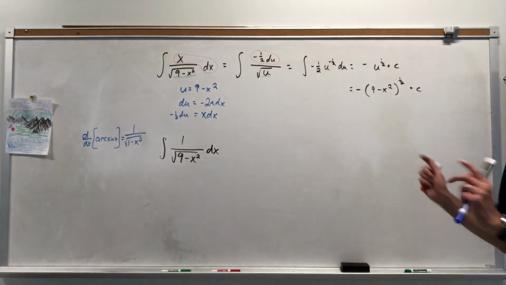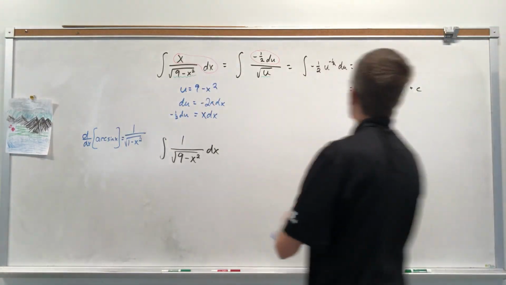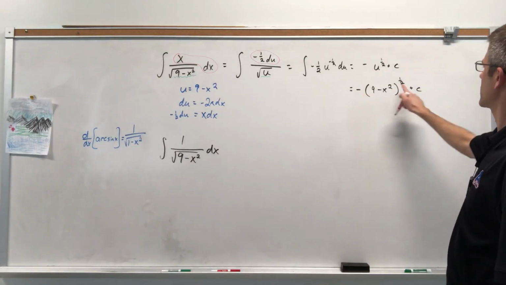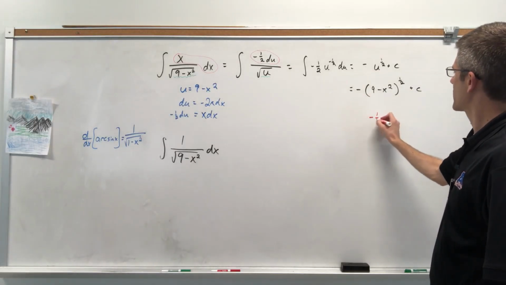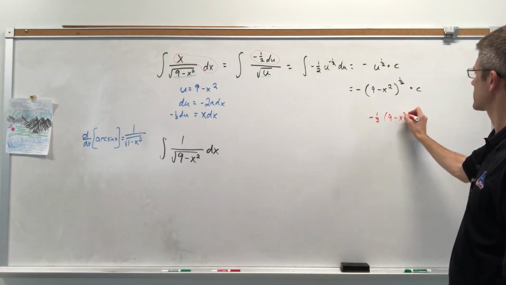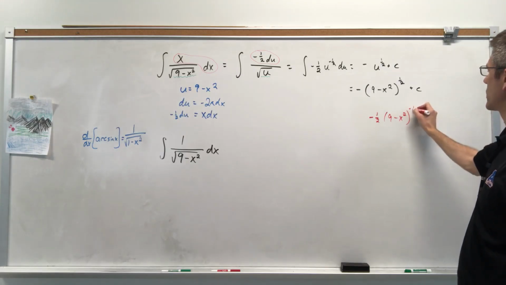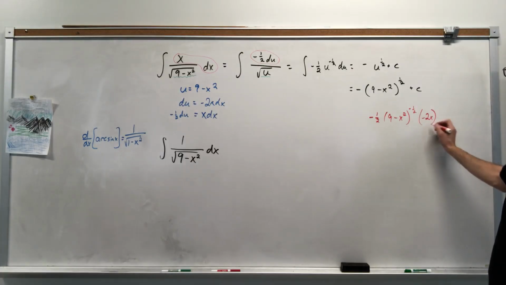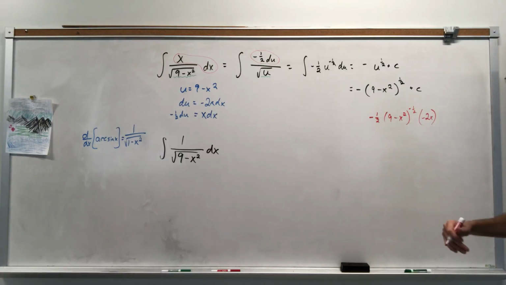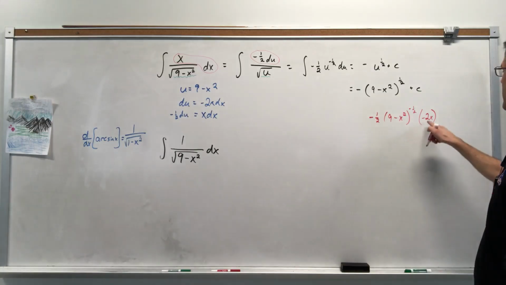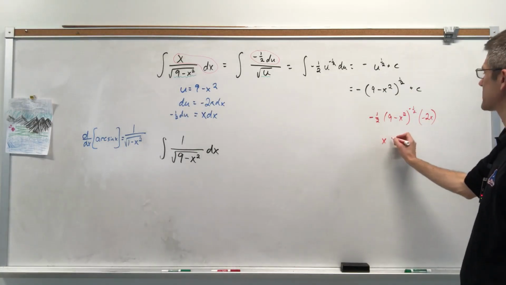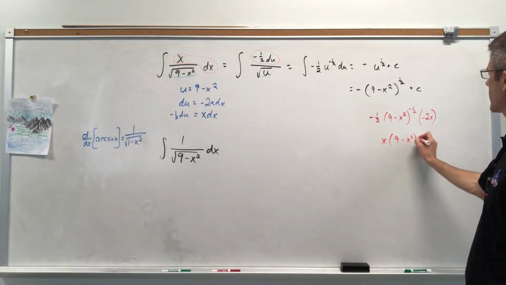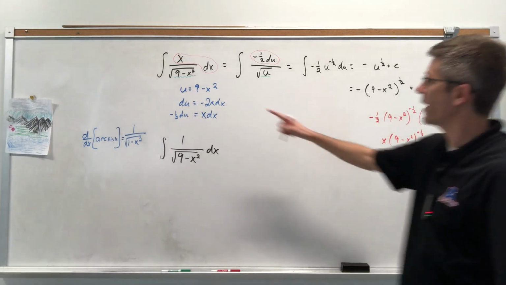Let's take the derivative of this just to make sure we get that. So negative times a half, that'd be negative 1/2, and then 9 minus x squared. Subtract 1 from that. And then we will multiply by the derivative of this inner piece, which will be negative 2x. The c, derivative of that, goes away. And negative 1/2 times negative 2 would be positive 1x. And then 9 minus x squared to the negative 1/2. And sure enough, that is that.